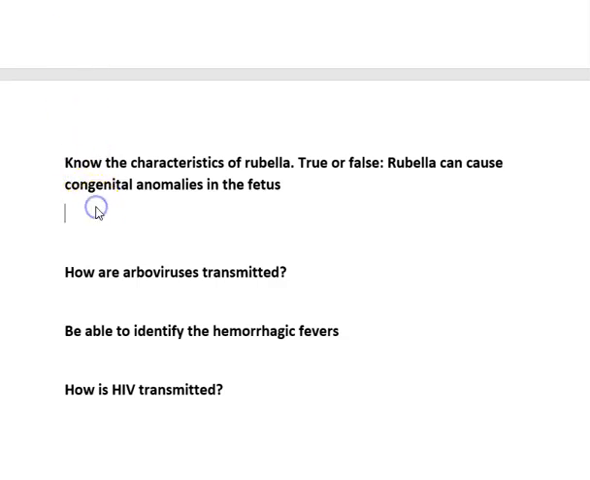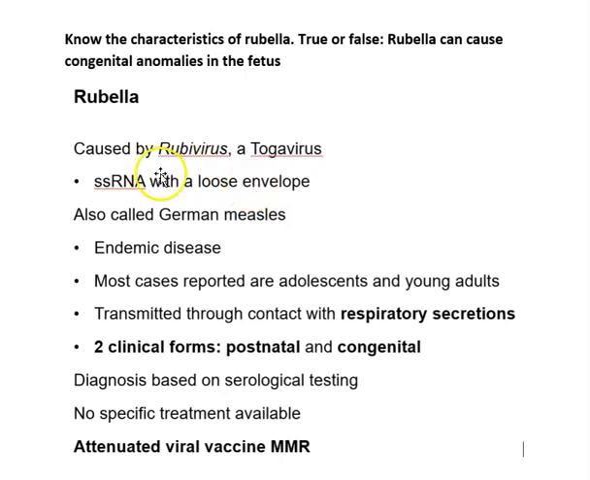All right, what do I want you to know about rubella? Well, remember, it's going to be caused by the rubivirus. This is a single-stranded RNA virus. Rubella is also called German measles. It's going to be transmitted primarily through respiratory secretions, and there's going to be two clinical forms of rubella, postnatal and congenital. So rubella can cause congenital anomalies in the fetus. This is true. Congenital rubella infection can cause deafness, cardiac abnormalities, mental defects, and ultimately it can also cause miscarriage.